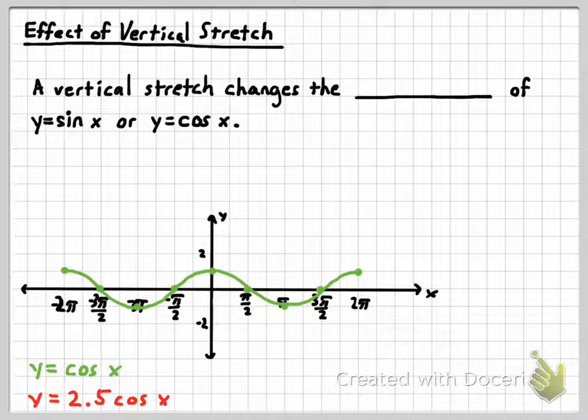Alright, now for vertical stretches, we're talking about affecting how tall or how short the graph is, right? So from the bottom to the top, that's what the vertical stretch affects. And we have a measurement with trig functions that describes how far it is from the bottom to the top of the function, and that's called the amplitude. And so whenever we're working with a vertical stretch, what a vertical stretch is going to do for y equals sine x or cosine x is it's going to change the amplitude of the function.